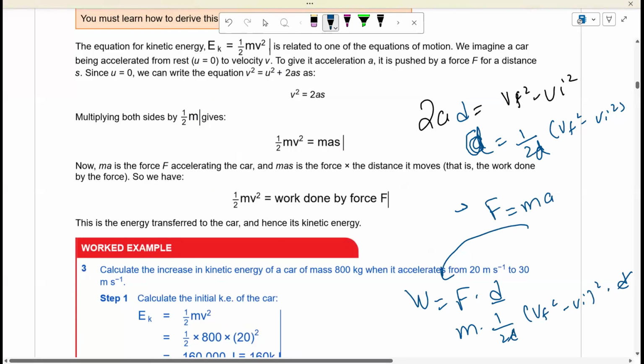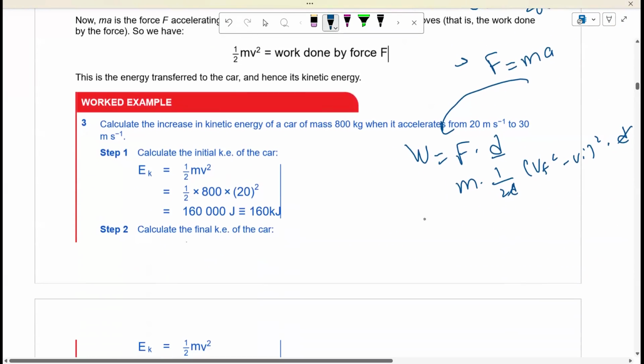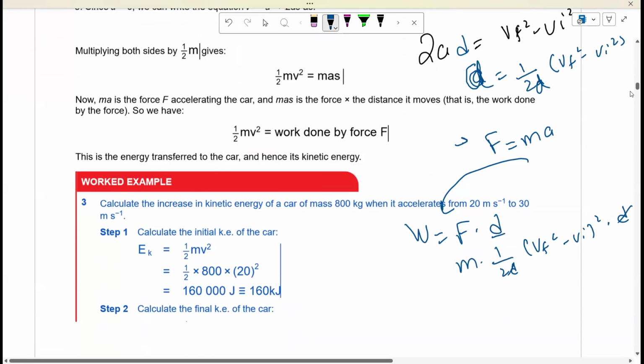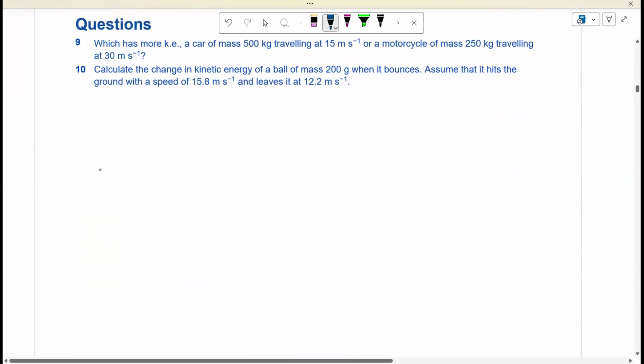This would be cancelled out with each other. The equation 1/2 mvf square minus 1/2 mvi square comes from here. I repeat, W is equal to fd, f is equal to ma, and d is equal to 1/2a into vf square minus vi square. Okay. Putting everything into this equation, a gets cancelled out, leaving 1/2 mvf square minus 1/2 mvi square.